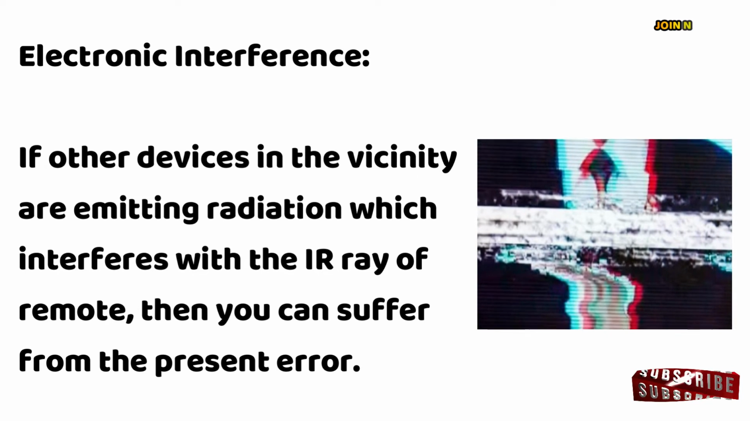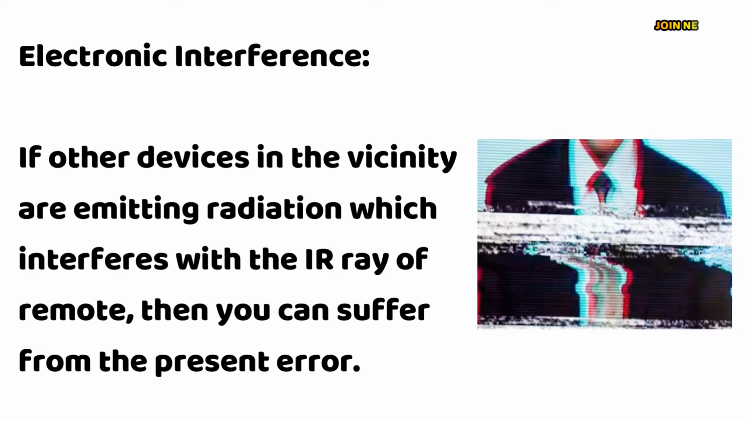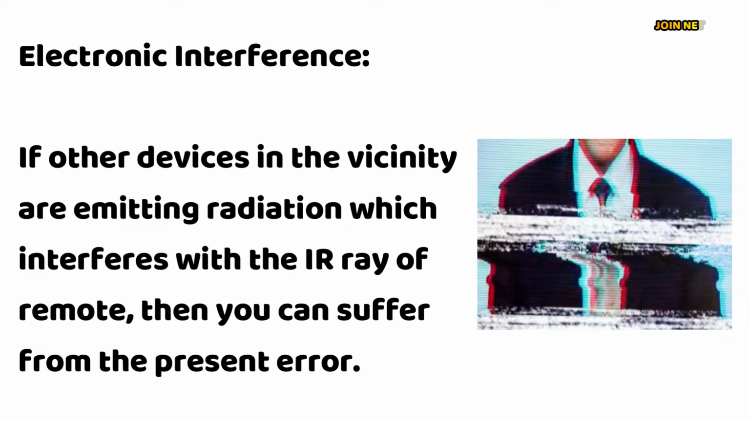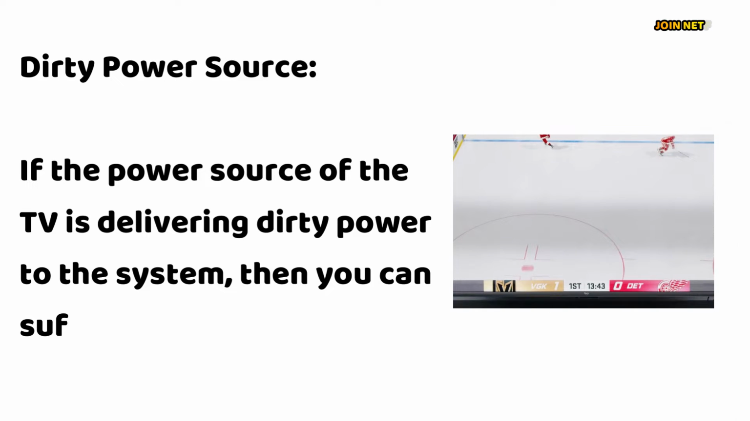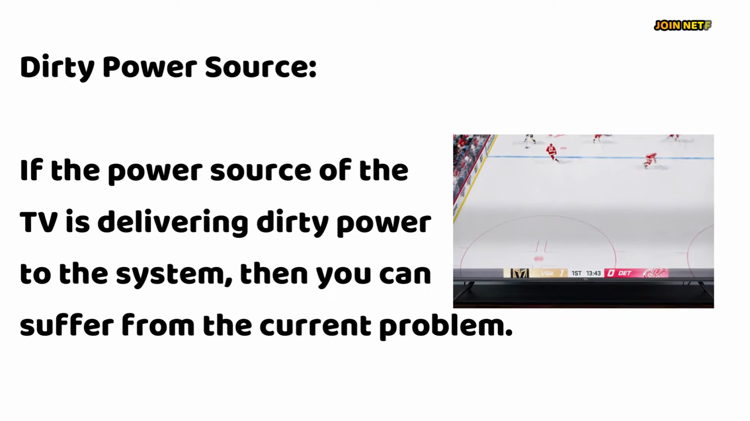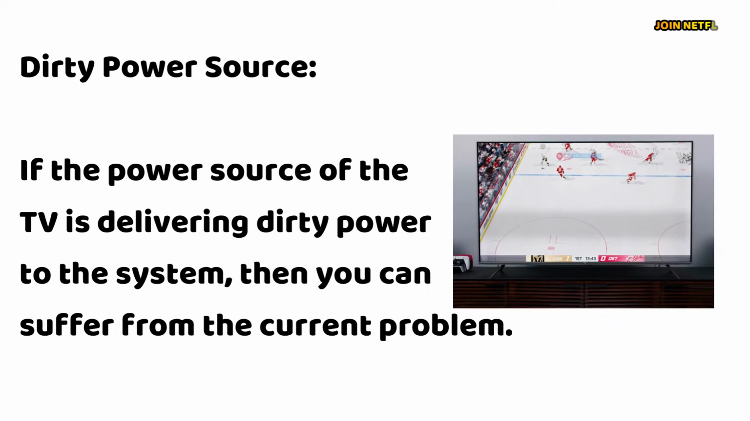Electronic interference. If other devices in the vicinity are emitting radiation which interferes with the IR ray of the remote, then you can suffer from the present error. Dirty power source. If the power source of the TV is delivering dirty power to the system, then you can suffer from the current problem.